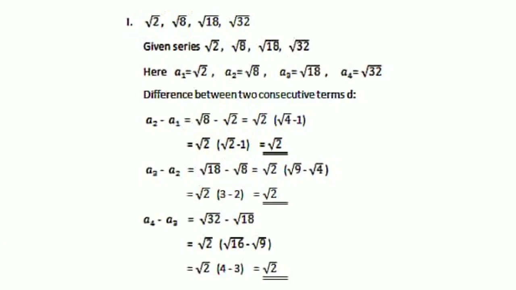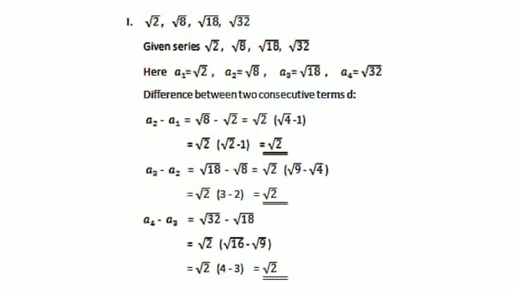First, the given series is root 2, root 8, root 18, root 32. So here A1 is equal to root 2, A2 is equal to root 8, A3 is equal to root 18, A4 is equal to root 32. Then we can find the common difference D. The difference between two consecutive terms, D, is A2 minus A1.